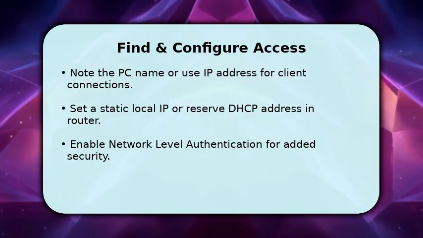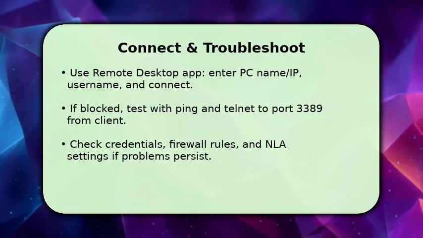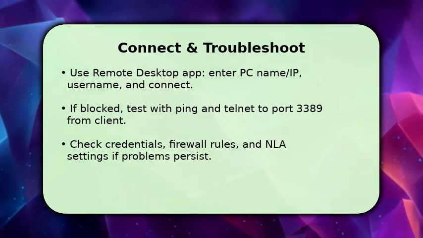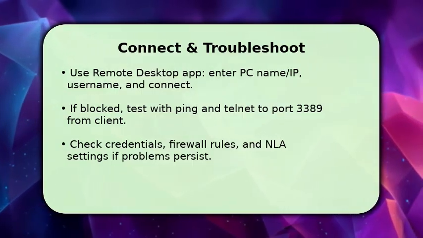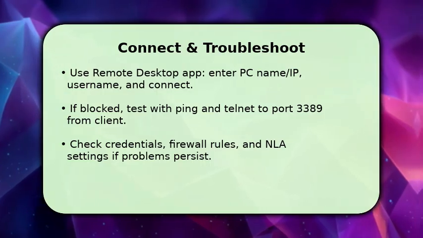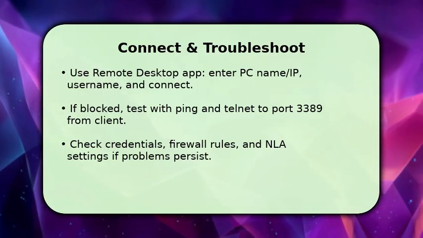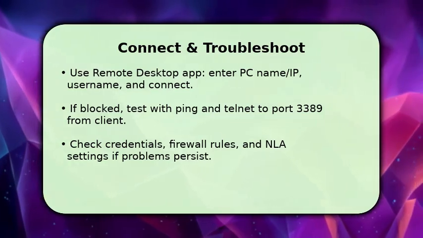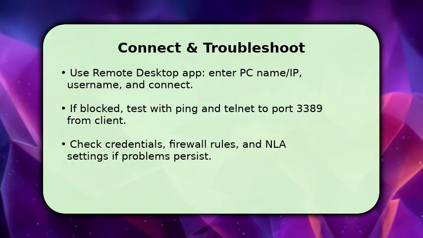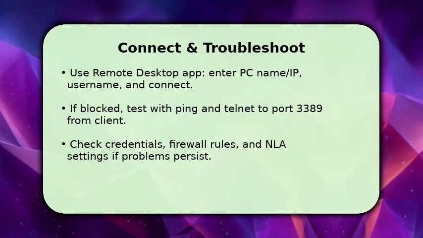Finally, connect from your client using the Remote Desktop app. Type the PC name or IP, supply the allowed username, and start the session. If you can't connect, test basic network reachability with ping and verify port access by using Telnet to port 3389. This isolates network from OS issues.